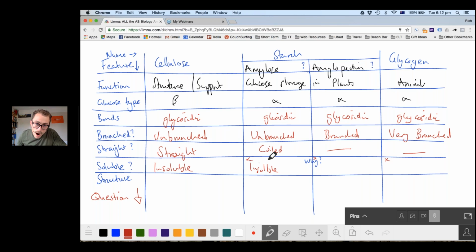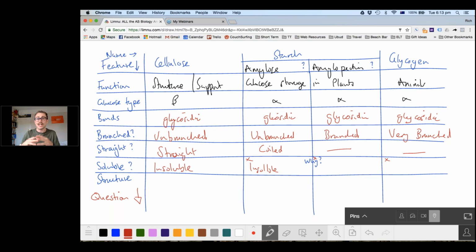I put here why. These are all insoluble for the same reason. Can anyone tell me why this is insoluble? This is asked lots and lots. Boom, Adam. Okay, doesn't affect osmosis. Both of you basically, doesn't affect the water potential. I would get water potential and osmosis into your answer where possible.